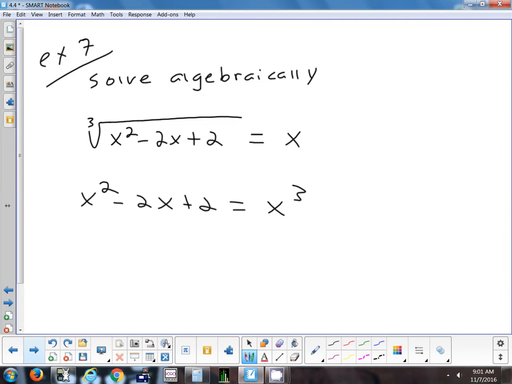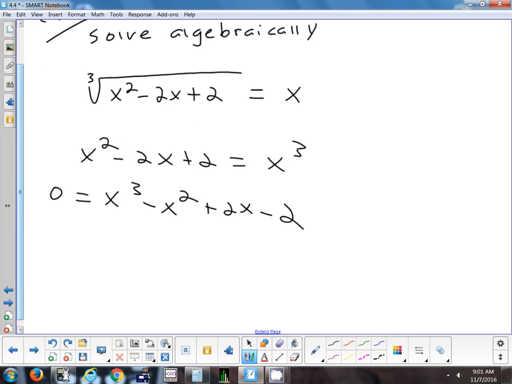So just because I want x cubed to be positive, I'm going to do this the long way. I'm going to take everything on the left and put it on the right. Okay, just because I want x cubed positive. So that's going to give me x cubed minus x squared plus 2x minus 2. You don't have to do it this way. It's just the way I'm choosing to do it. And now you can factor here. Does anybody recognize what kind of factoring you can do?